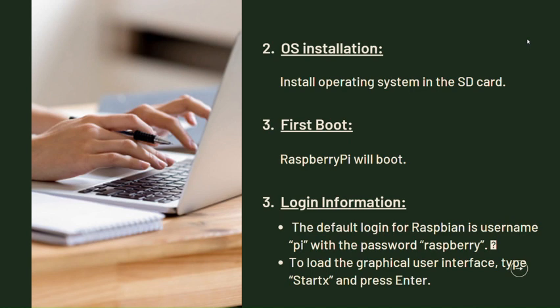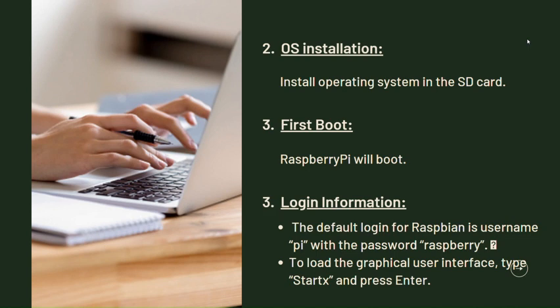The third step is first boot. Plug in the keyboard, mouse and monitor cables. Now plug the USB cable into the Raspberry Pi. The Raspberry Pi will boot and a window will appear with a list of different operating systems that we can install. Raspbian will then run through the installation process.